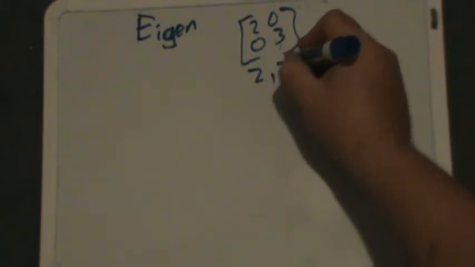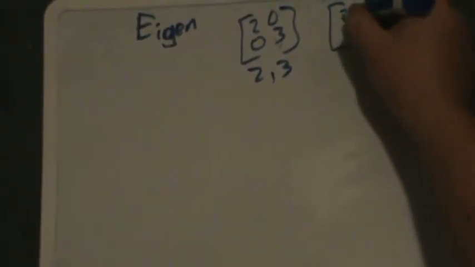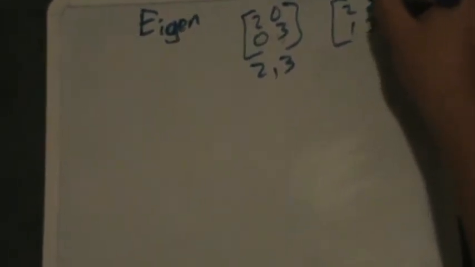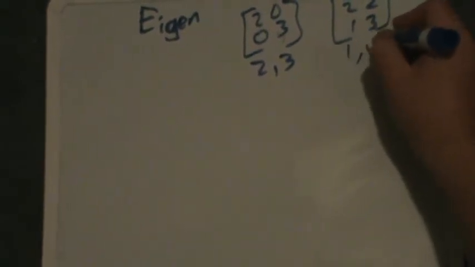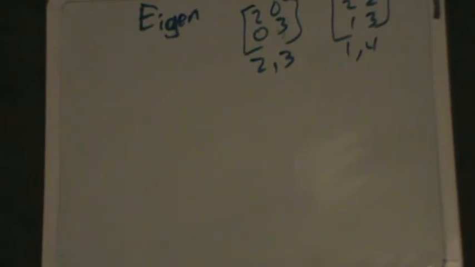So, we have calculated eigenvalues for 2 different matrices. We found that for 2, 3 with zeros, we had 2 and 3. And for 2, 1, 2, 3, we had 1 and 4. Now let's find the eigenvectors. Now the eigenvectors are the x's that are associated with these scales.